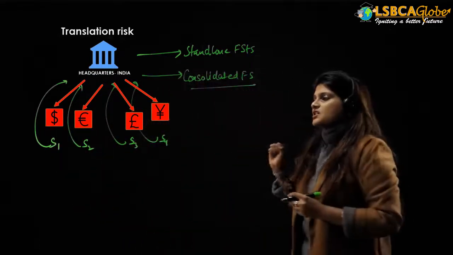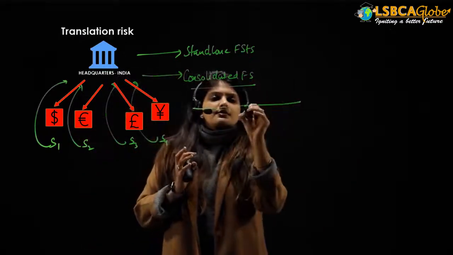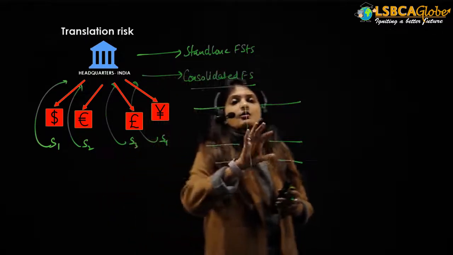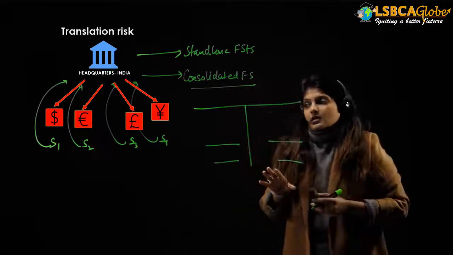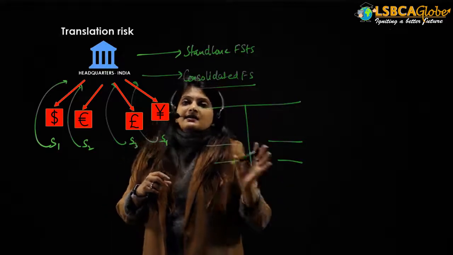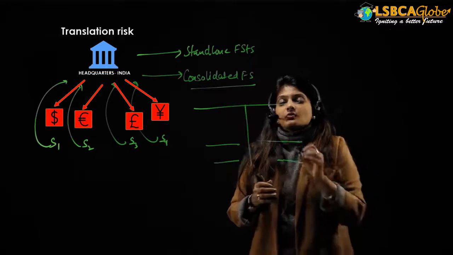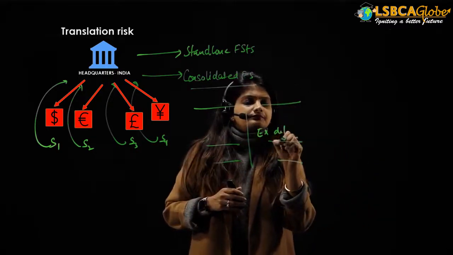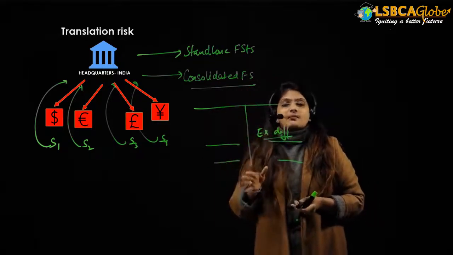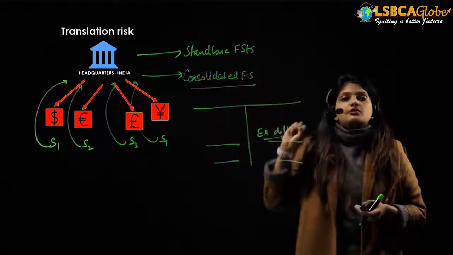So the risk of change in exchange rates: if the exchange rate changes, the consolidated balance sheet may show a difference either on the asset side or on the liability side. Because of the change in exchange rates, the asset side or liability side of the consolidated balance sheet may show a difference. That difference is known as exchange difference, which may arise on the asset side or the liability side of a balance sheet. So that exchange difference is nothing but the translation risk.